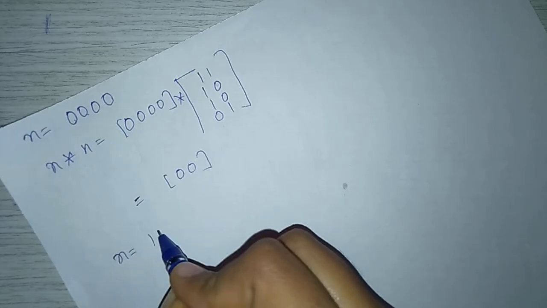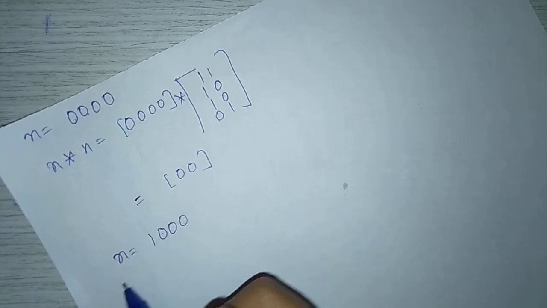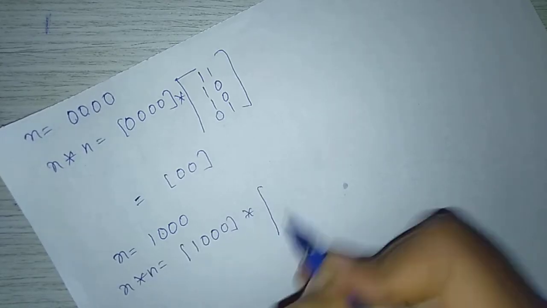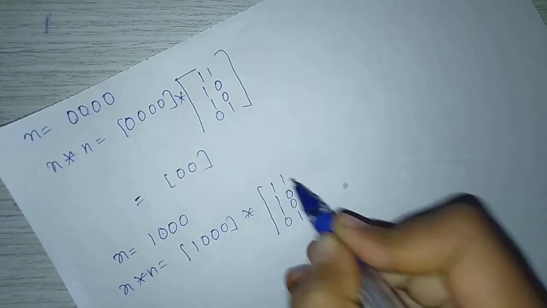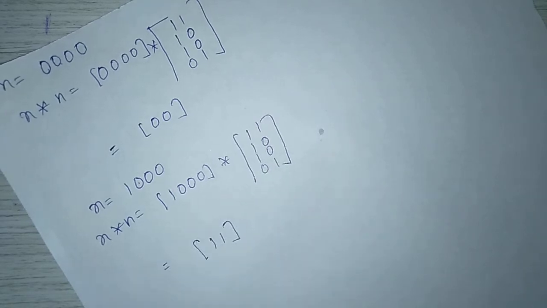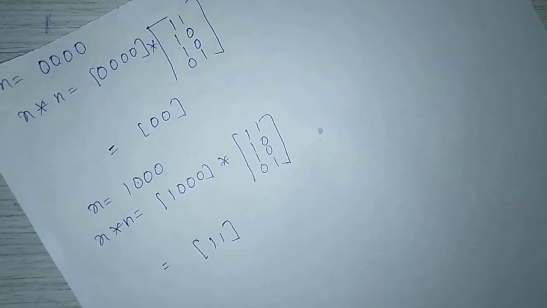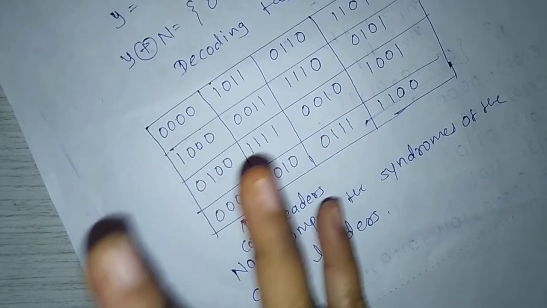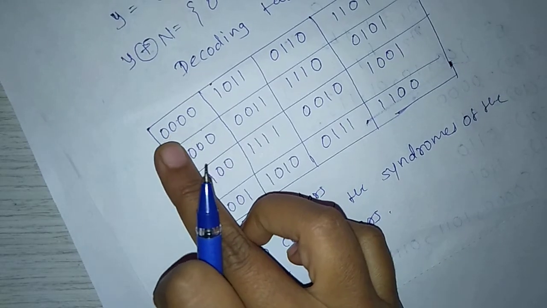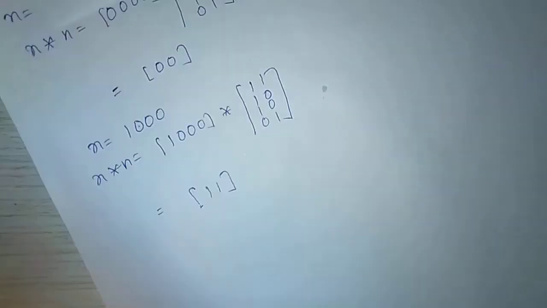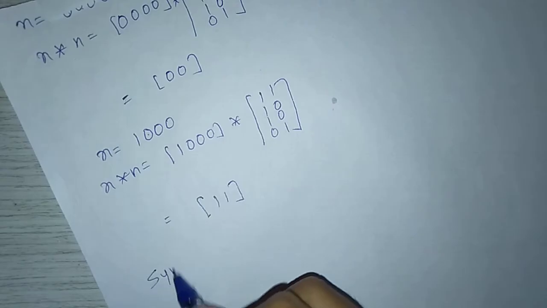Now if we take x equal to 1 0 0 0, x star h equal to 1 0 0 0 times h, which is 1 1 1 0 1 0 0 1. Multiply these two matrices, we get 1 1. Again calculate for x equal to 0 1 0 0 and x equal to 0 0 0 1, because we take x as a coset leader. First we take 0 0 0 0, then 1 0 0 0, 0 1 0 0, 0 0 0 1. So the syndrome table is nothing but the syndromes.